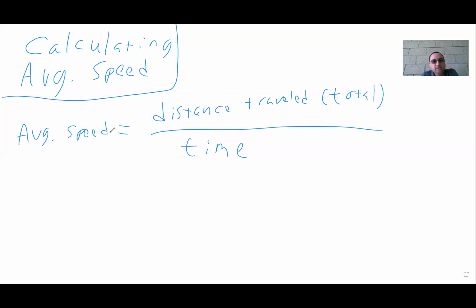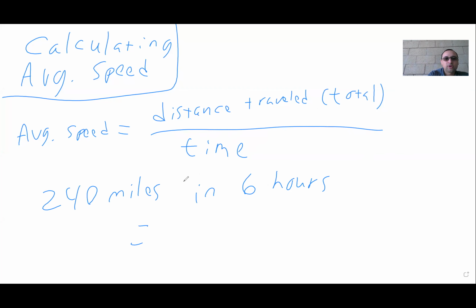Okay, so average speed is equal to distance traveled, that's the total distance traveled, divided by time. So the total amount of time that it took somebody to go that distance. So for instance, if someone traveled 240 miles in 6 hours, what would the person's average speed be?